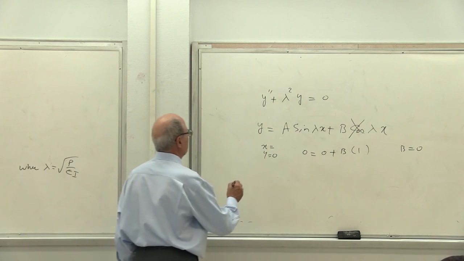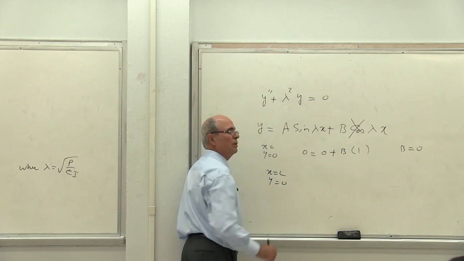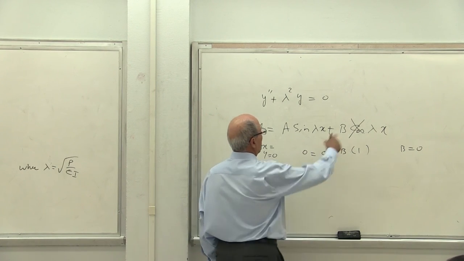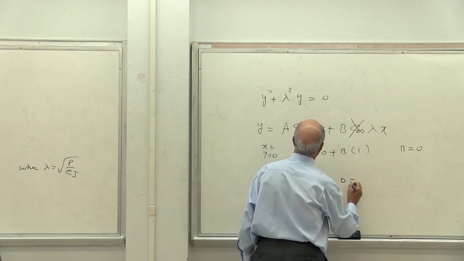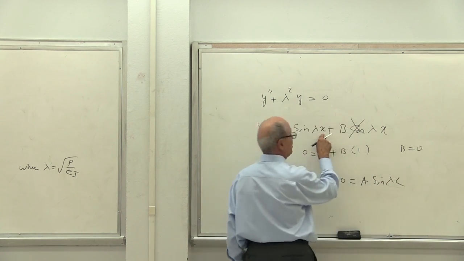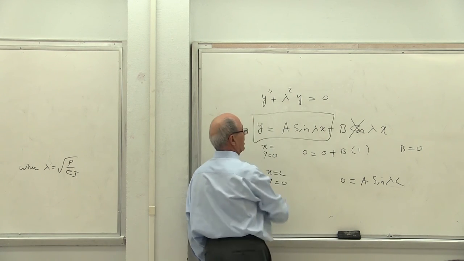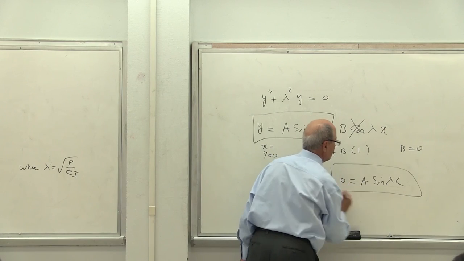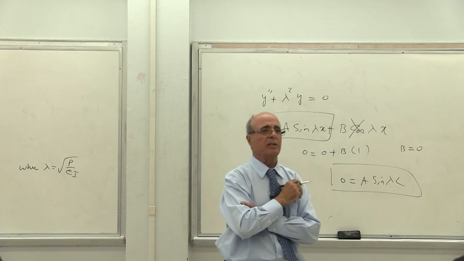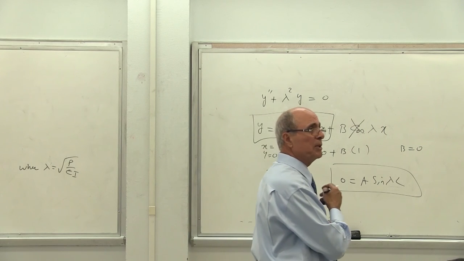Now, the next boundary condition is what? At x equal to L, y equal to 0. In that case, because B is gone, now 0 equals A times sine of lambda L, because I have to put x equal to L. Now, this is my solution, still left. This is the result of my boundary condition. I have two options here. In order for this to be 0, what can go to 0?